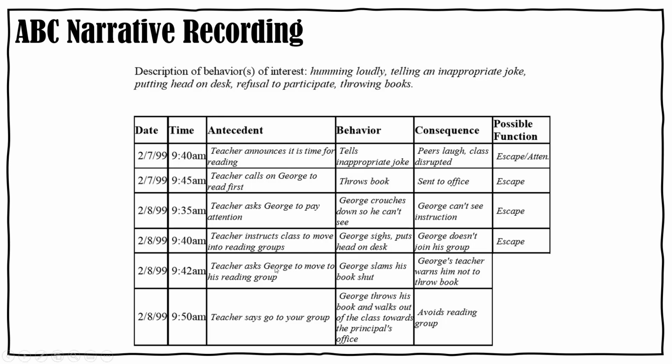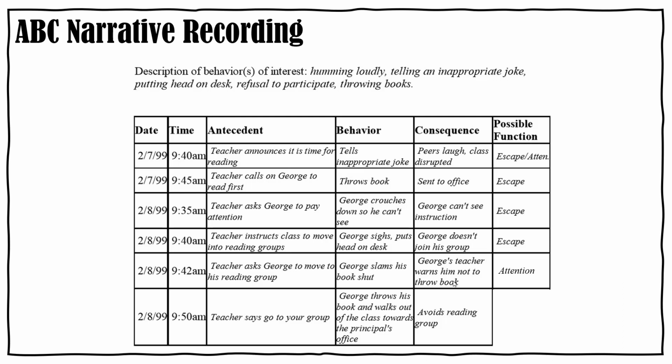So we have a teacher asked George to move to his reading group. So we do have a demand there. So it's possible that it's escape. And then the consequence does provide attention from the teacher. So she warns him not to throw his book, but it doesn't say what else he does. So it looks like he doesn't actually move to his reading group. And so here, I think I classified this more as attention, but also we don't know if he moved to the reading group or not.